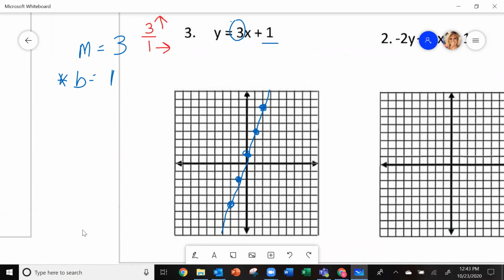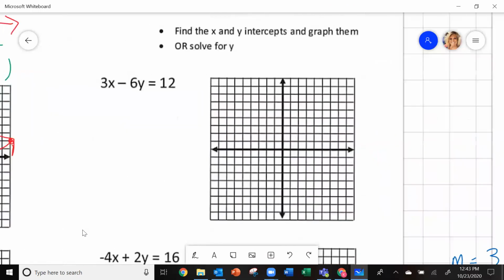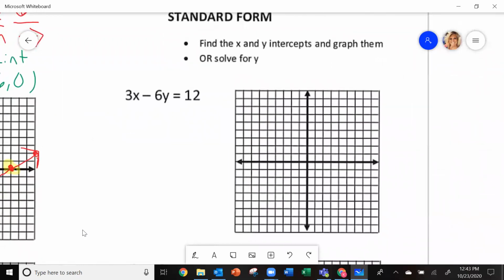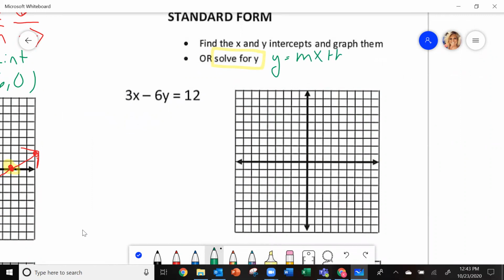Now, not all of my equations are going to be written in slope-intercept form. Sometimes they're in standard form. There's a couple different ways you can graph this. What we are going to focus on is having it in slope-intercept form. So that's what it means by solve for y. We need to put it in y equals mx plus b form.